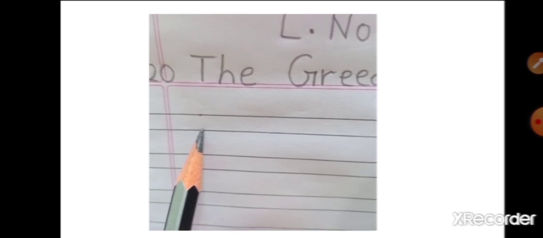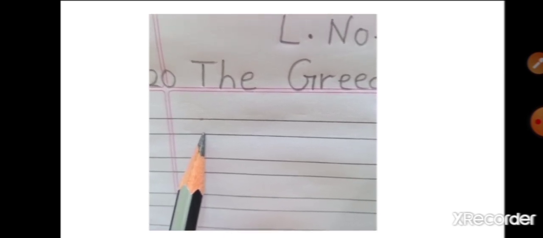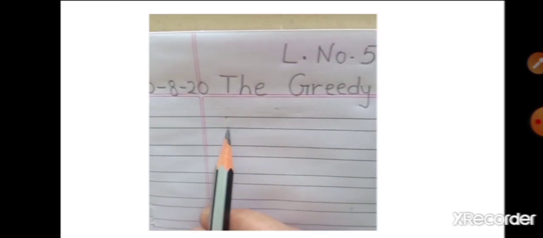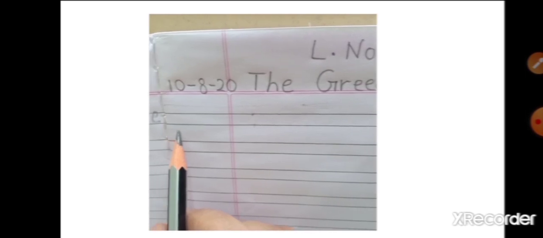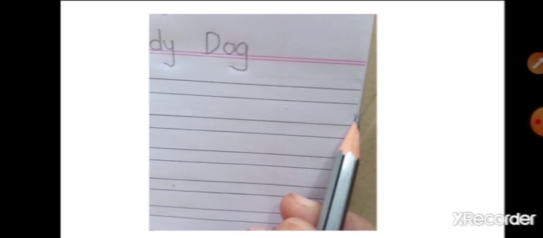Then where are the first and fourth lines? First line you have to assume above the second line, like this. You have to assume it. This is your first line. Second line, third line, and again here you have to assume the fourth line. Okay. So now you have 4 lines in front of you.